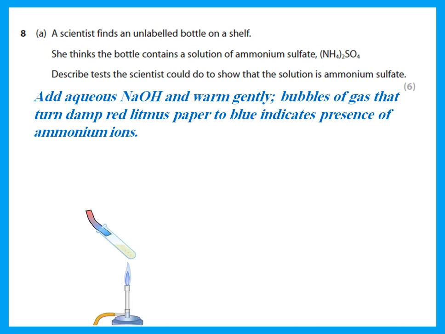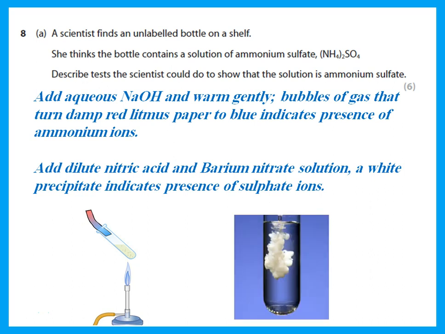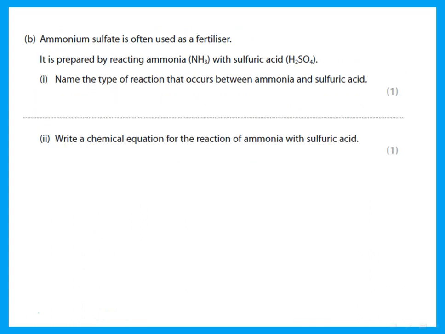Bubbles of gas are given off that turn damp red litmus paper to blue, that would indicate the presence of ammonium ions. Then I need to do the test for sulfate. What was the test for sulfate? Add dilute nitric acid and barium nitrate solution. A white precipitate would indicate the presence of sulfate.